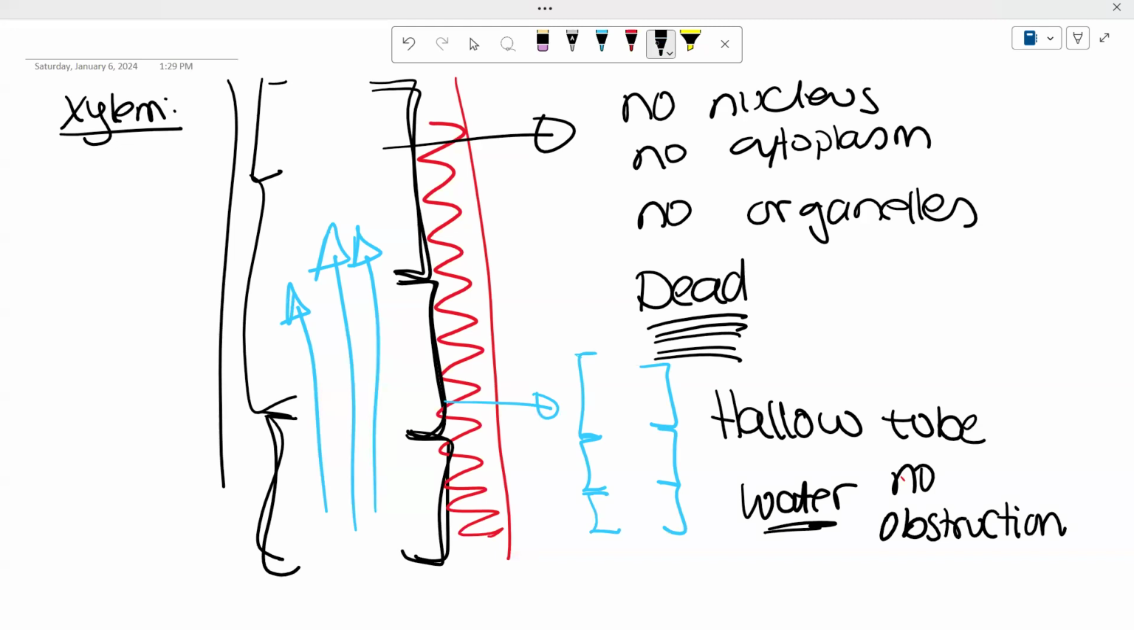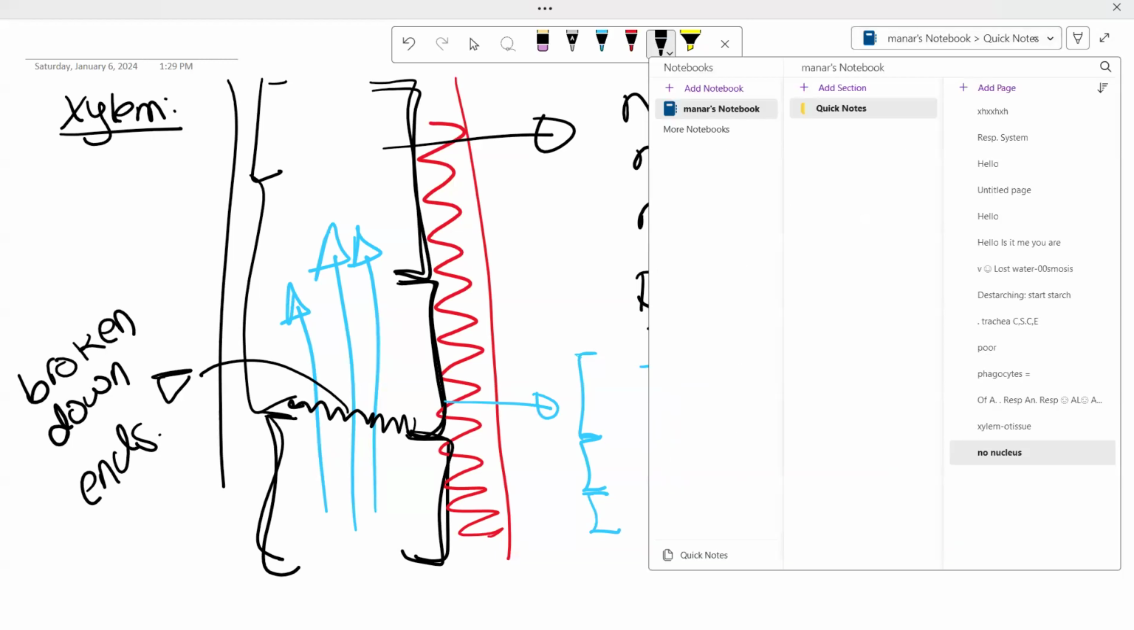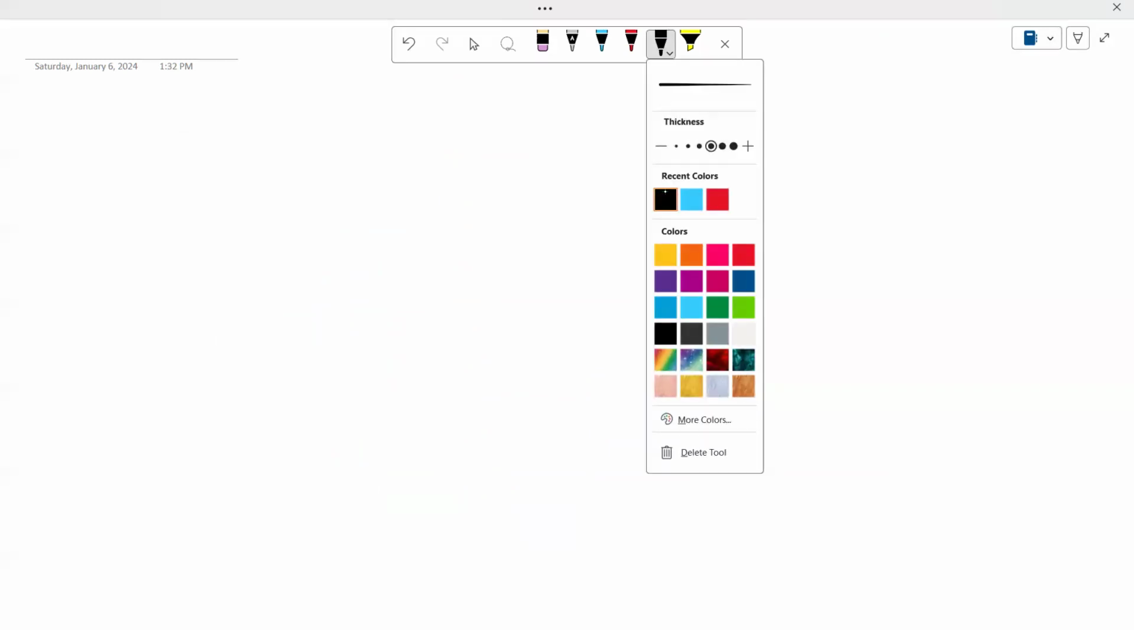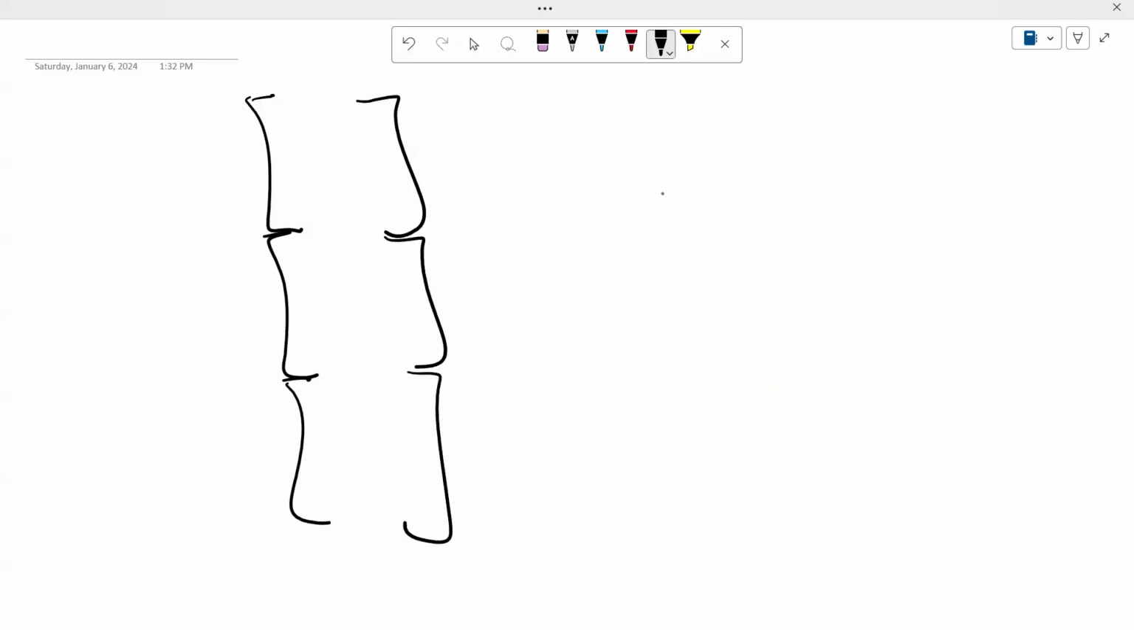Not only are these cells completely empty, but their end walls, see, this part is even broken down. They have broken down end walls. So they love the xylem, and they love you describing the xylem. So how do you describe the xylem? You will simply start by saying it is a tissue that transports water and ions. It has another function also. It provides support, and we will explain why.